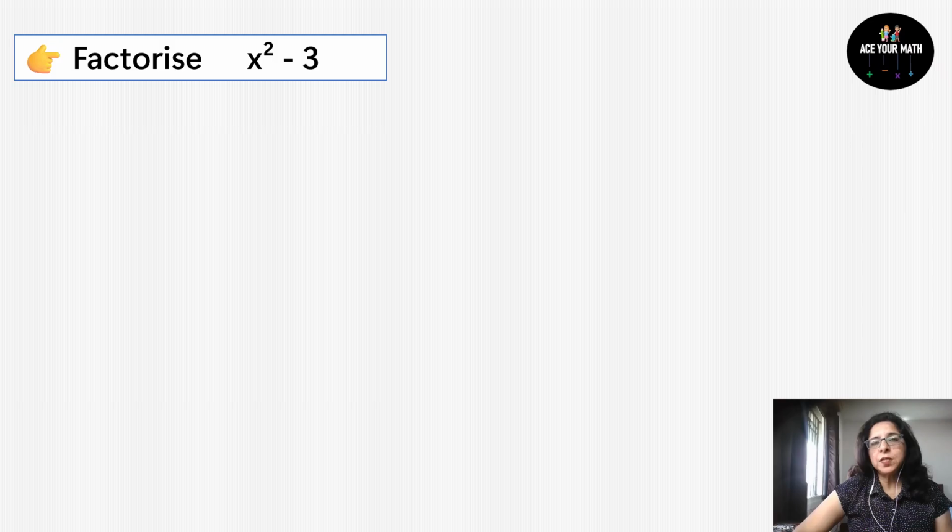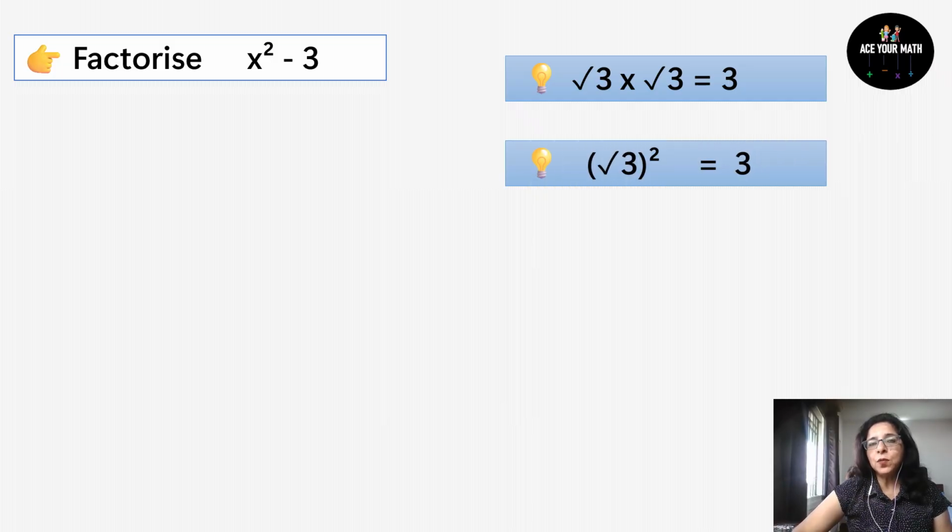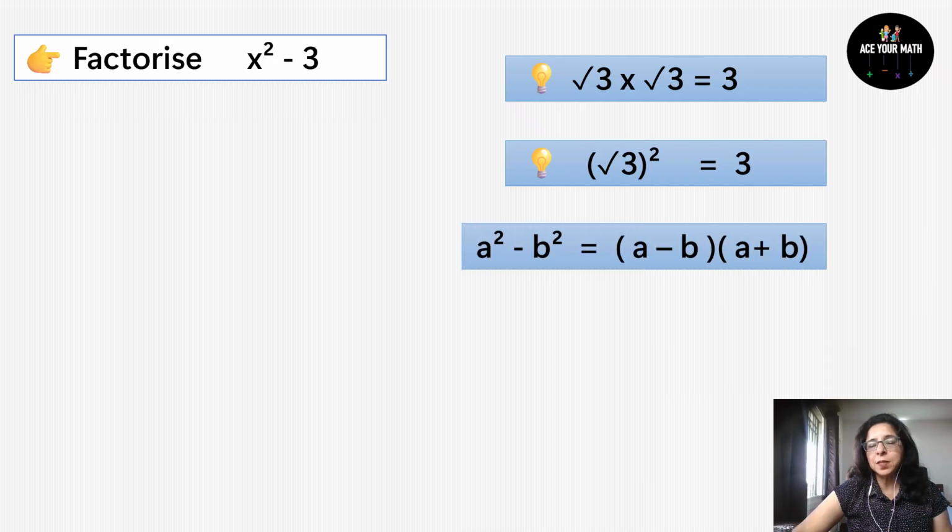Let's say you need to factorize x squared minus 3. Now we know that there are only two terms and the first term is in the square form. Now how to convert the second term into the form of square? Here we know that 3 is a square of no natural number. So if you recall your square roots, we know that root 3 times root 3 will give you 3 only. Or you can say when you find the square of square root 3, you will get 3 only. So here you can use the identity a square minus b square.